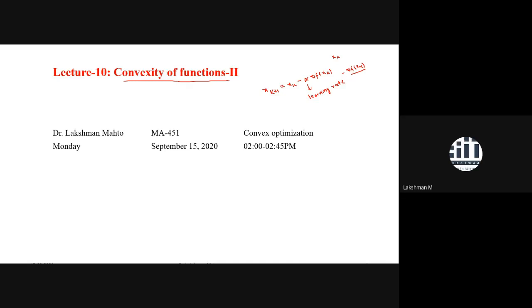Then we need to take a very suitable learning rate. Generally, the learning rate has an upper bound: it must be positive, and it must be less than 1 by L. L is the curvature, that is, you are taking a bound of the curvature, or the upper bound of the Hessian. Later I will discuss it. So 1 by L is coming here. This is actually the limit of our learning rate.